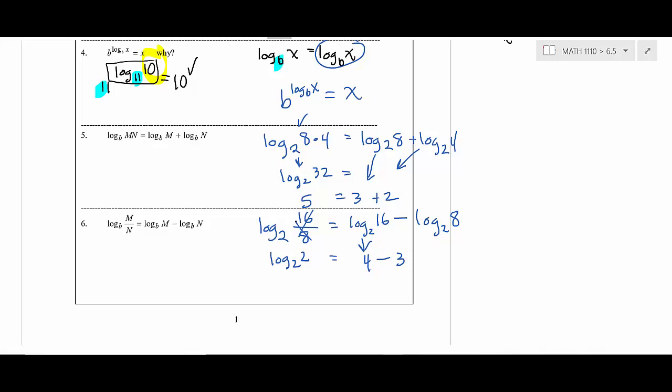2 to the first is 2, right? So you're going to end up with 2. 2 to the first equals 2. So this side would be 1. This side would be 4 minus 3, so it worked, didn't it? That's what I want you to see. Tell me if that makes sense, what I did.